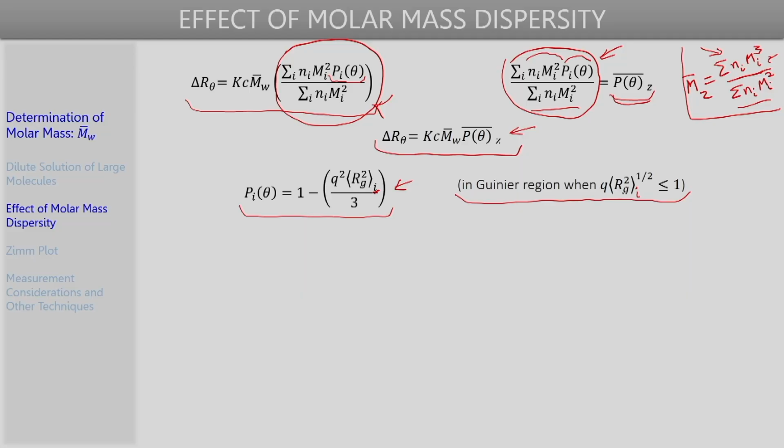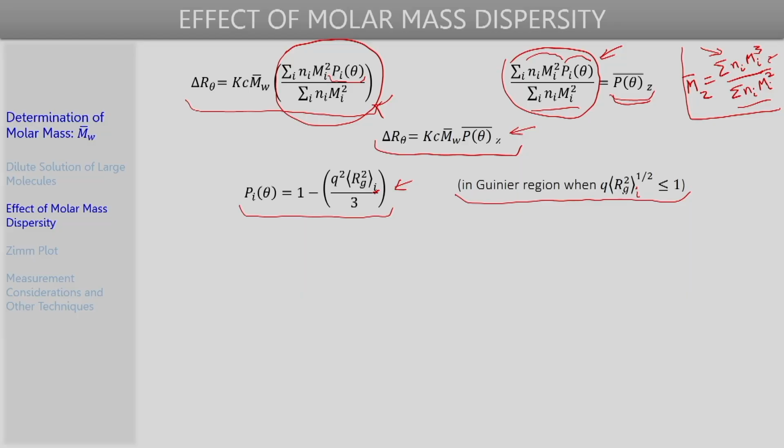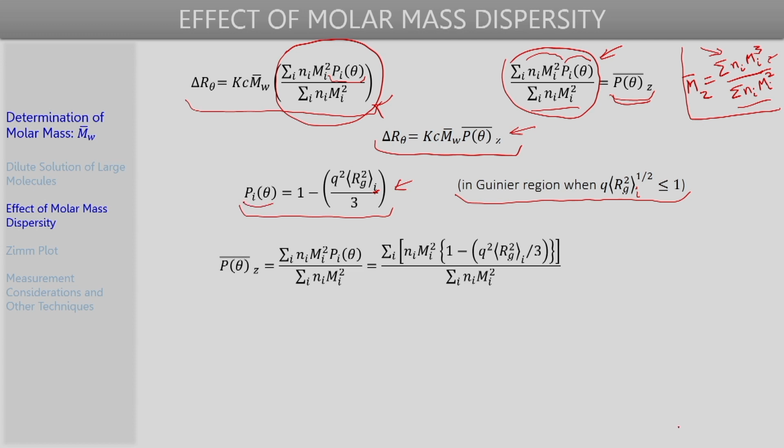If the polymers have different chain lengths, their corresponding radii of gyration will also be different, and this Rg,i corresponds to the radius of gyration for polymers of a certain chain length, which will correspond to a molar mass Mi. Now, if we go back to the expression for the z average P theta and substitute 1 minus q square Rg,i square by 3 in place of Pi theta here, we will end up with this term here.